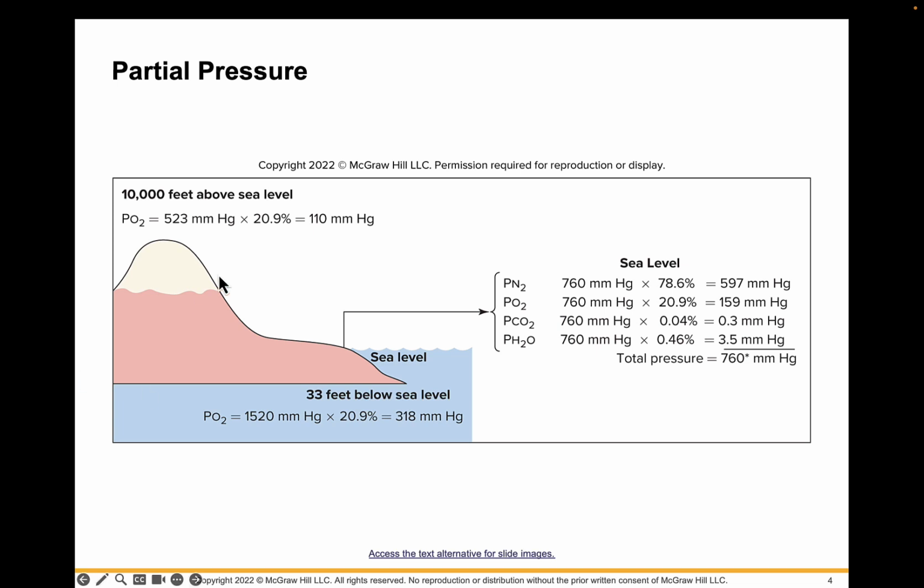If we look at altitude, we can see a corresponding decrease in the partial pressure of oxygen. So at 10,000 feet above sea level, the atmospheric pressure is 523 millimeters of mercury. We multiply that by 0.209, and that gives us 110 millimeters of mercury. So keep in mind what's happening with altitude. With altitude, we see a significant decrease in atmospheric pressure, so there will be a corresponding decrease in the concentration or the overall amount of each gas.